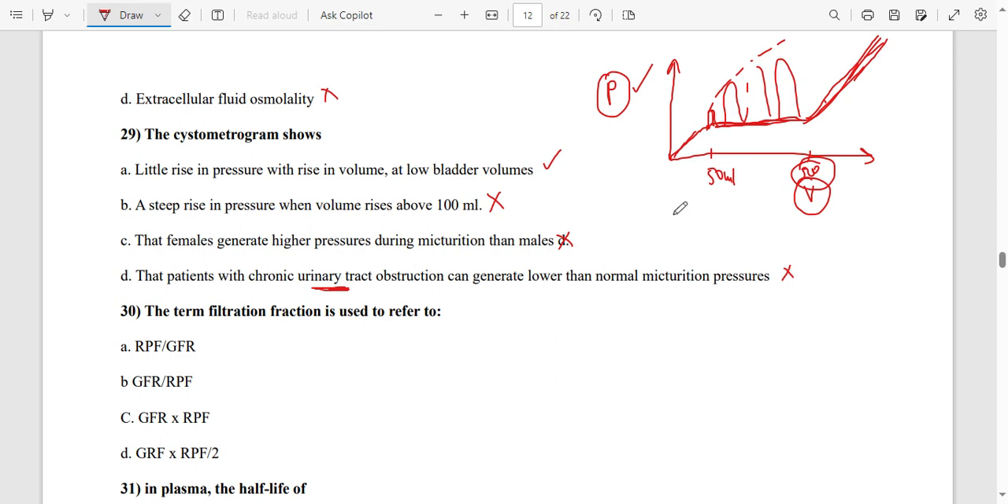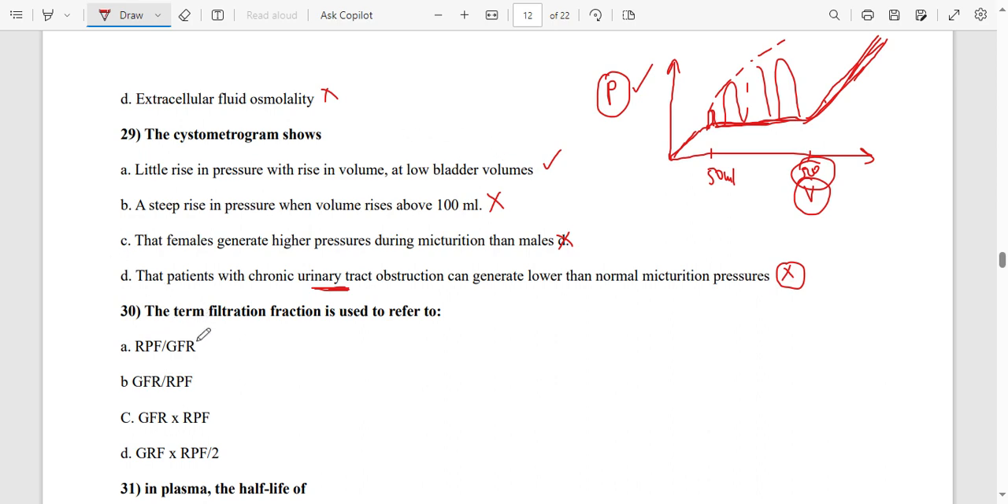But of course, it does relate to how excretion is happening, but really not to be true like that for this statement. The patient with chronic urinary tract obstruction can generate lower micturition pressures. The pressures will be the same. If you have got that bladder filled, you still feel like urinating.